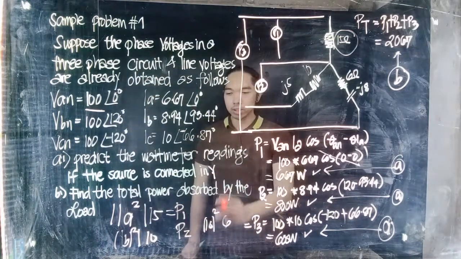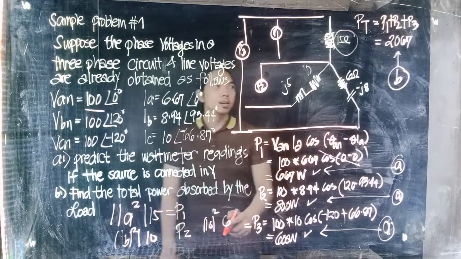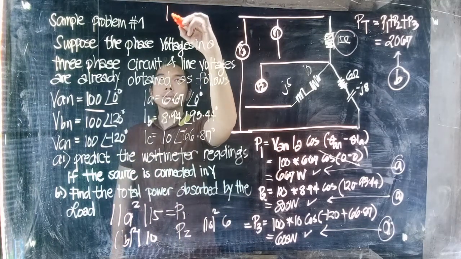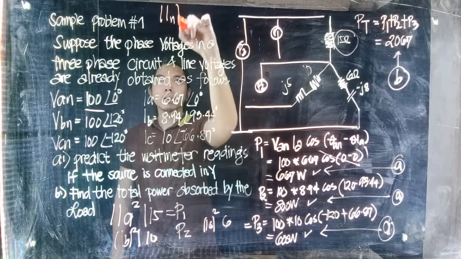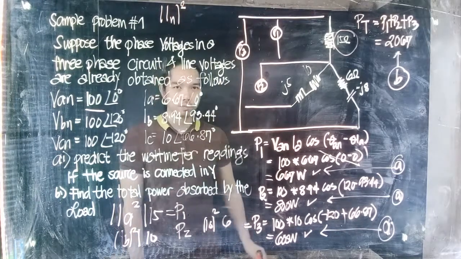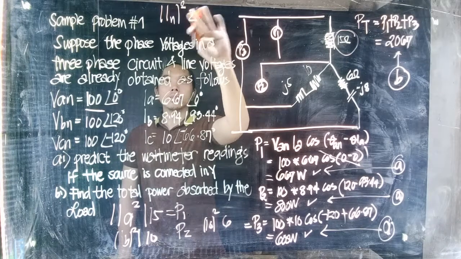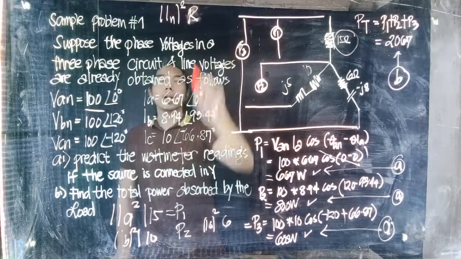So for this alternate solution, you can also use this formula. Let me write the formula here. That would be I of the node letter, absolute value squared, multiplied by the real part of the impedance, or simply R. So that's how we solve that.